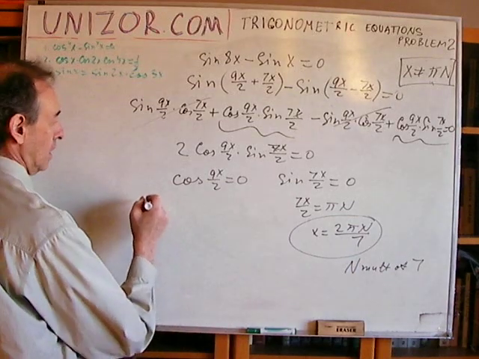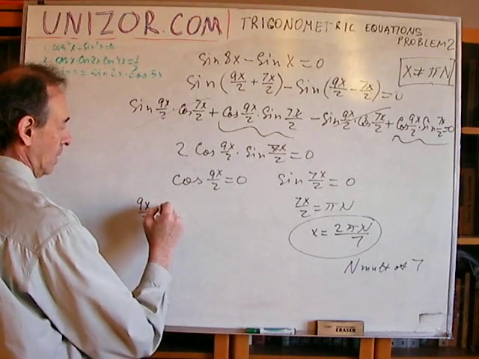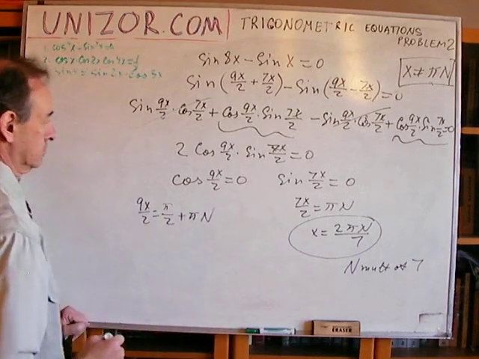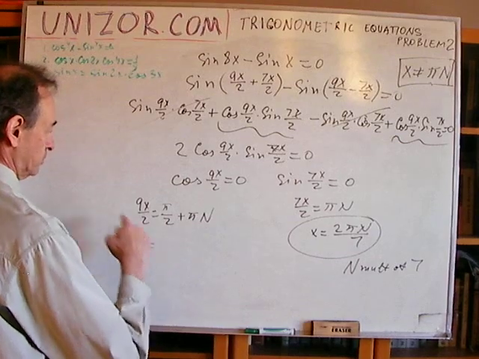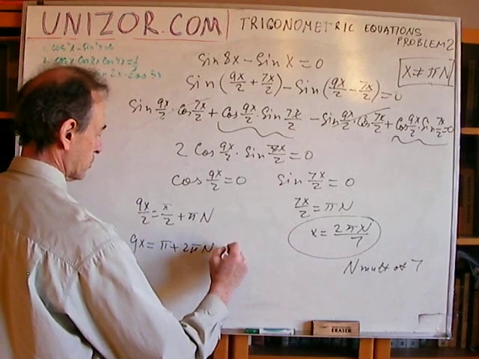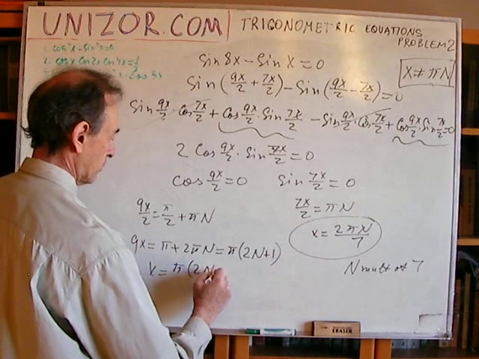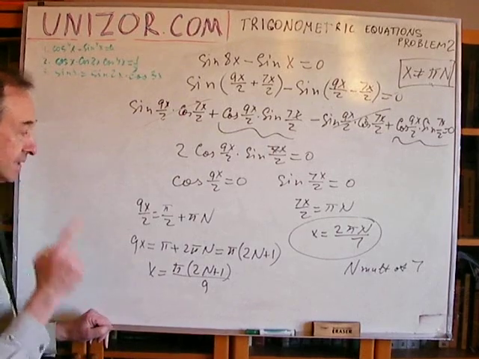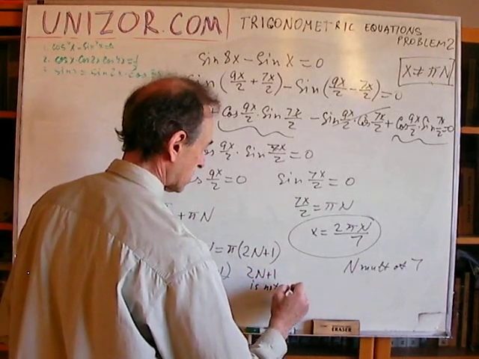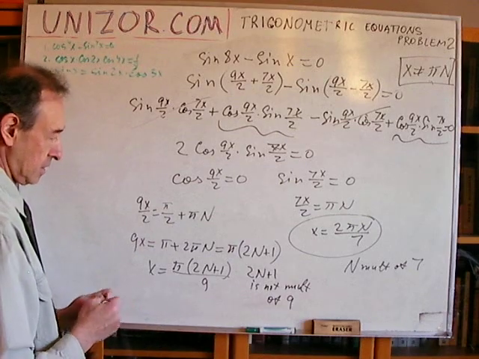Now, similarly here, solution to this is 9x over 2 equals to pi over 2 plus pi n. So x is equal to, well, 9x is equal to pi plus 2 pi n, which is equal to pi times 2n plus 1. So x is equal to pi times 2n plus 1 divided by 9. And again, it's only for those cases where 2n plus 1 is not multiple of 9. Because if 2n plus 1 is multiple of 9, then we have a problem.